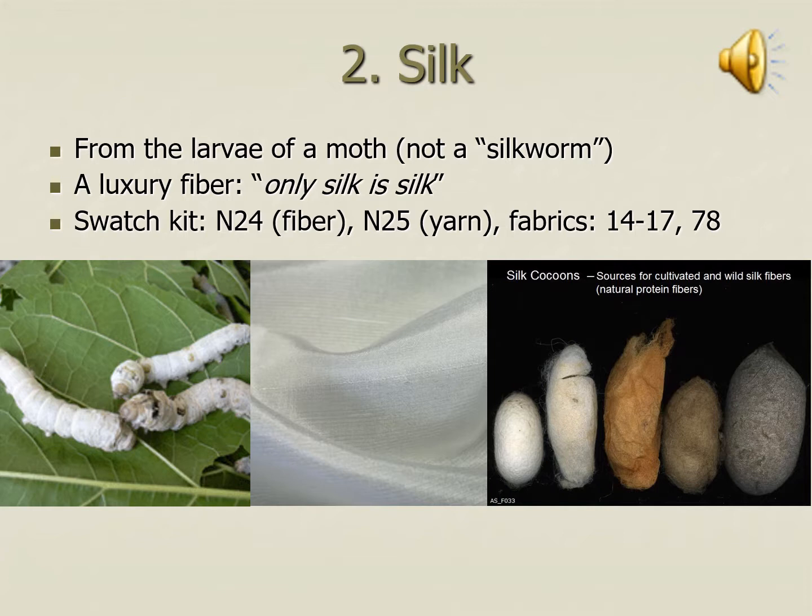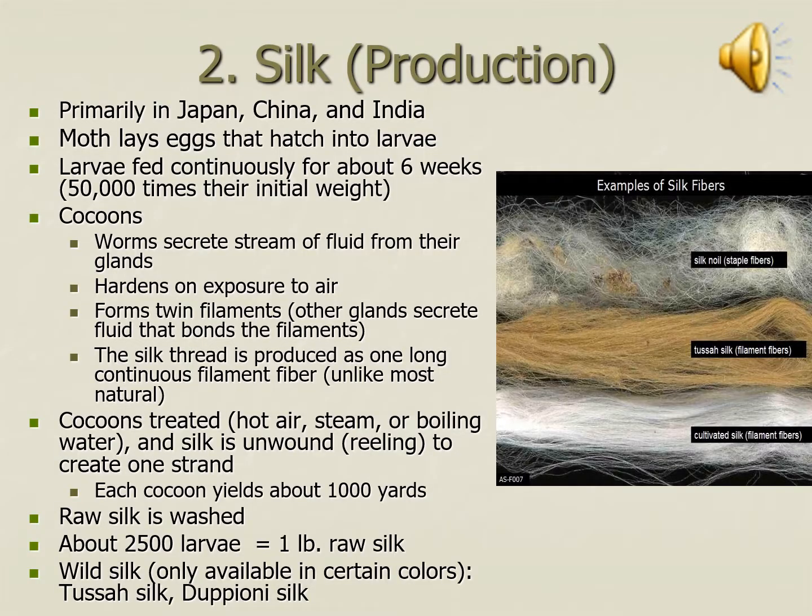So after feeling it, you can get an idea of why it's considered a luxury fiber. And although there are some manufactured fibers that can mimic some of the properties of silk, and we'll get into that as we move into further chapters, there is the view that only silk is silk. There's nothing else quite like it, because it's such a specialized fiber and comes from such a specific animal. Silk is produced primarily in Japan, China, and India, so nowhere necessarily near the U.S.